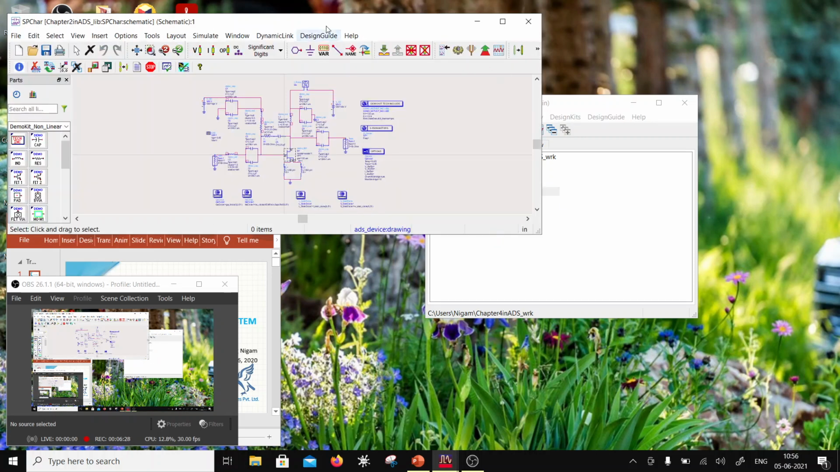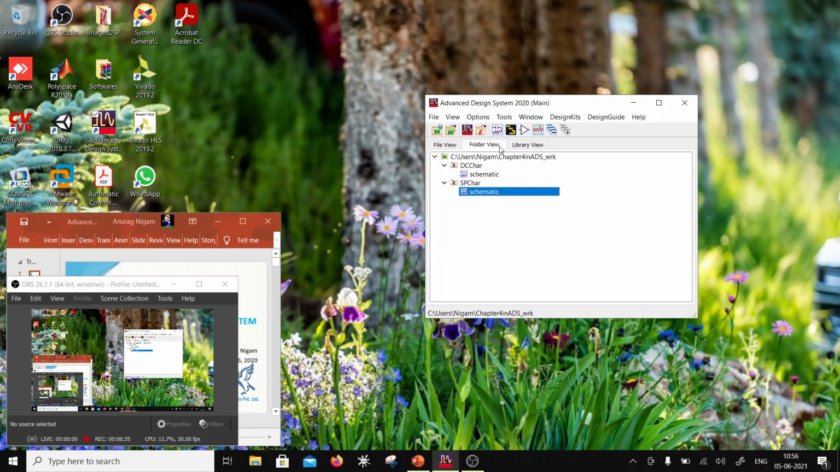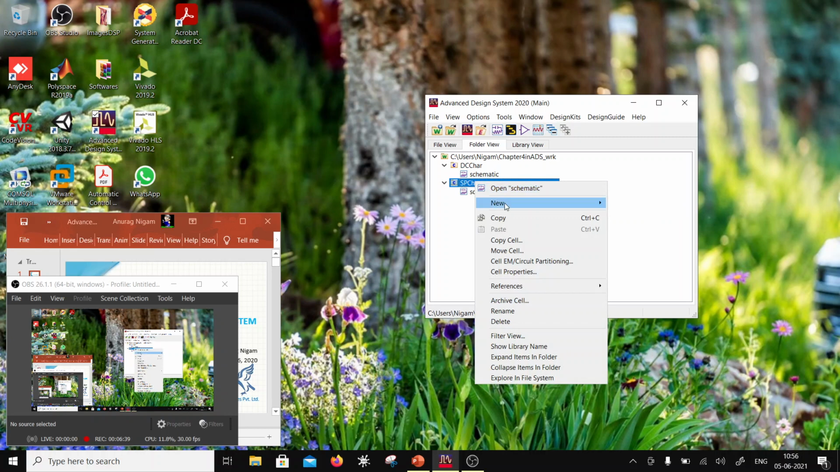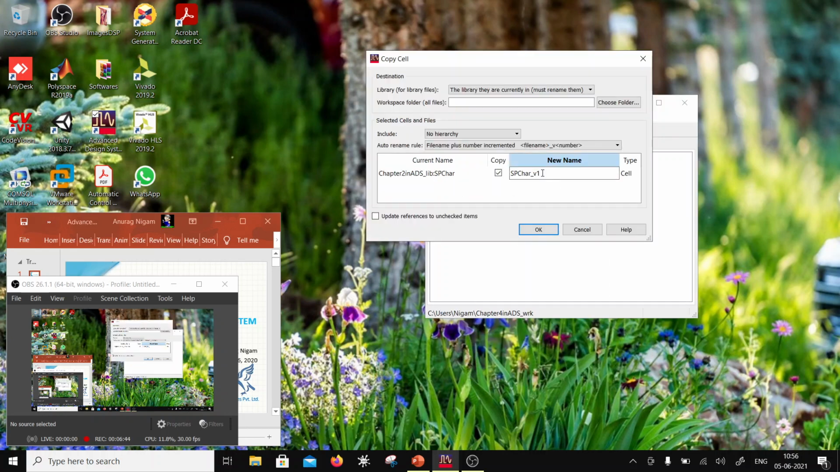Okay, so this is finally what we had in chapter 2, where we tune this response, right? So I can copy this into chapter 4. I can right click and say copy cell. It is still SP characteristics, but then I'm going to choose a library where I want to keep it. So I will keep it in the chapter 4 library and say okay.